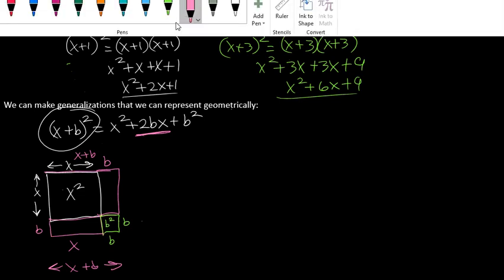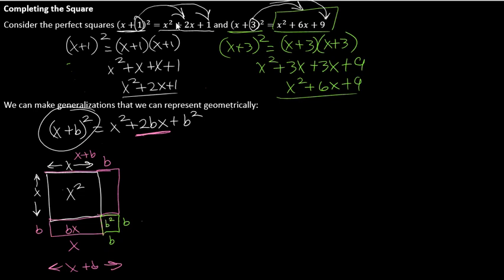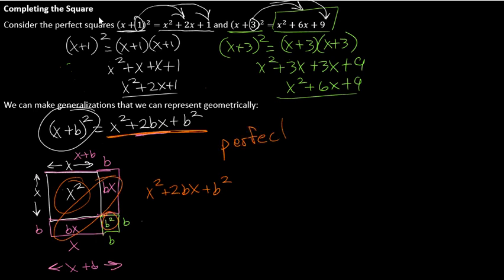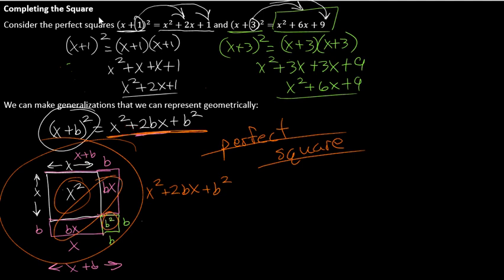And here in pink, I forgot to label, so the area of this guy would be b times x, and this guy would be b times x. And what you end up with is x squared plus 2bx plus b squared, right? And that's exactly what I've got here, okay? That's whenever you have a perfect square. Whenever you have a perfect square, you can express it in this way, geometrically speaking.